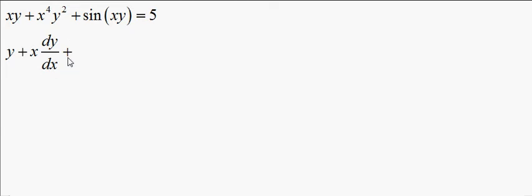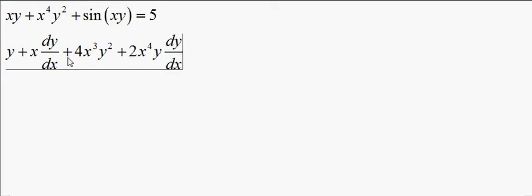Now we do the same thing with the second term. Derivative of x to the fourth is 4x cubed times y squared plus x to the fourth times the derivative of y squared, which is 2y, and then remember you have to do the chain rule, dy/dx, plus now this one you have to do the chain rule on sine. So when you do your u, let's do some notes. u is equal to xy.